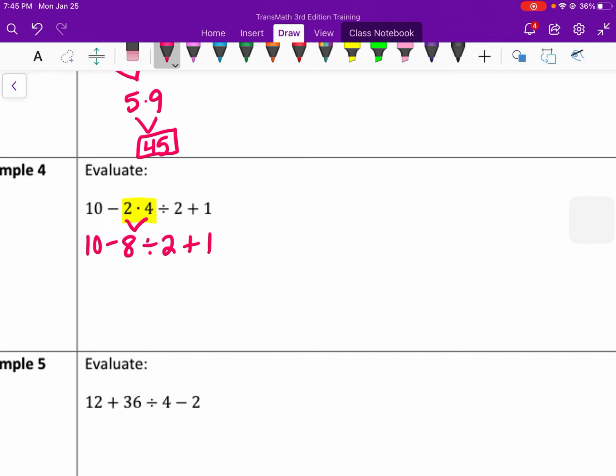Now start over. I'm going to go from left to right, but I'm going to do any multiplication or division. So we're going to do this division next. So it's going to be 10 minus 8 divided by 2 is 4, then plus 1. Now it's addition and subtraction, which are in the same level. So you do the subtraction first because it's on the left. So you work from left to right. Then 10 minus 4 is 6. 6 plus 1 is 7.